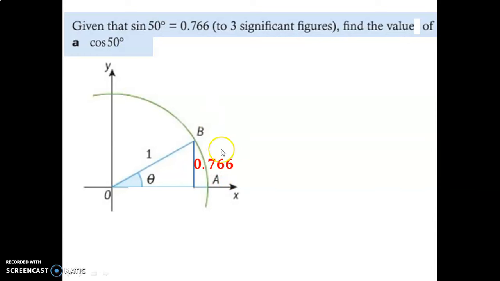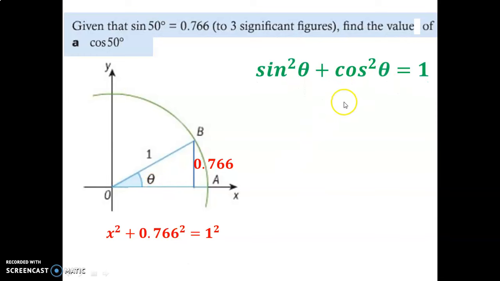Okay, we can think of this one like we did before. We have a right triangle here, and we're told that sine is 0.766, so we know that the y value, this length here, is 0.766. We know the hypotenuse is 1 in the unit circle, and we're looking for this side here. So we can simply do the Pythagorean theorem to find, I'm calling this x here, x squared plus this squared equals 1 squared. That will solve for us x, which is cosine, because cosine of 50 represents the length of x here. So we can solve that and find it.